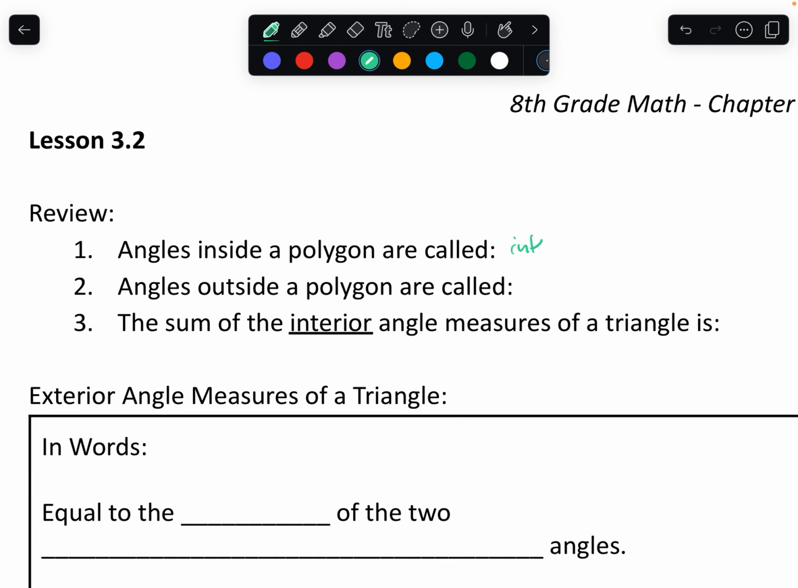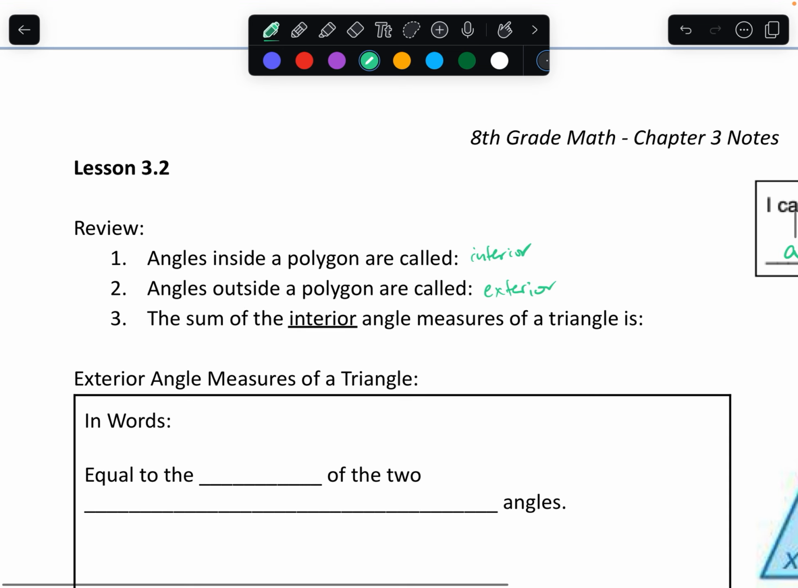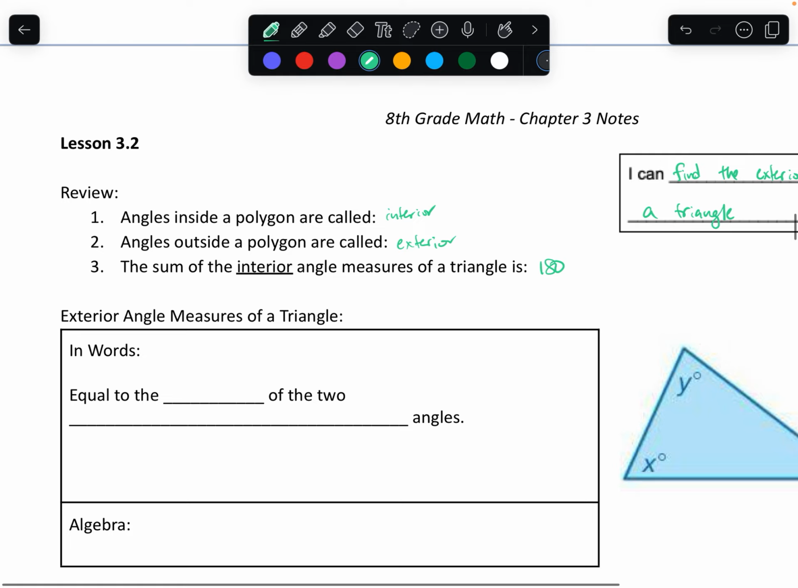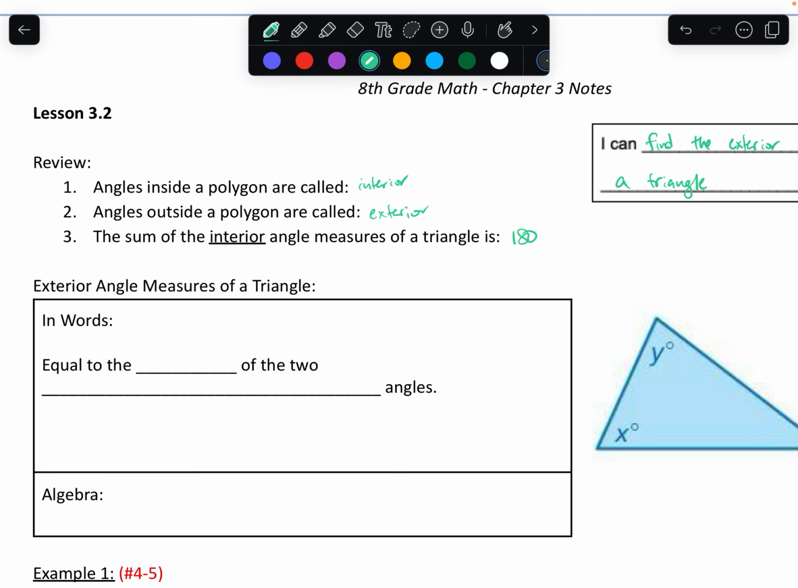So for example, if I have angle z right here, this would equal these two, add it up. That's what sum is. So z is equal to x plus y. Okay, any questions on that?